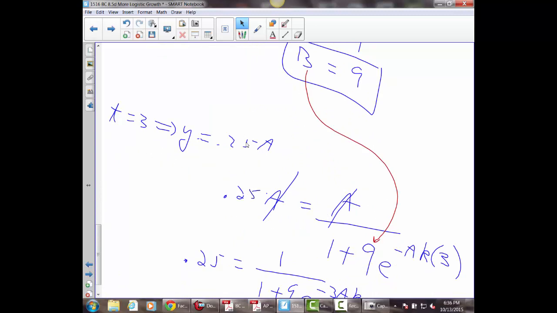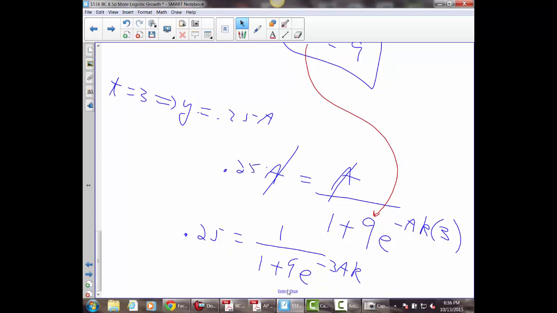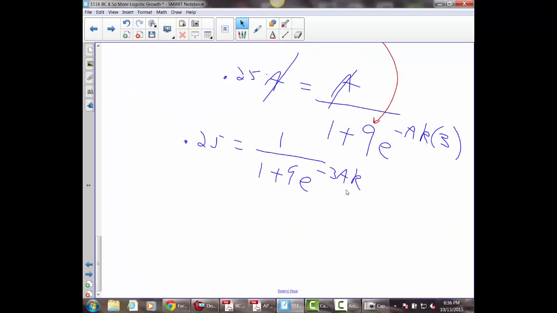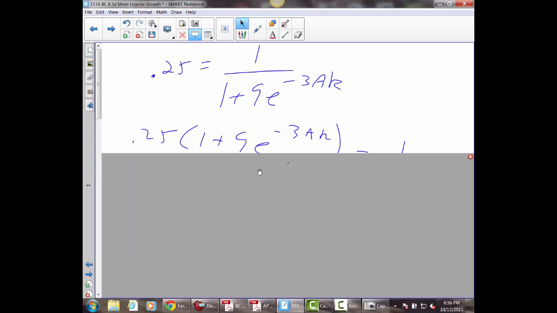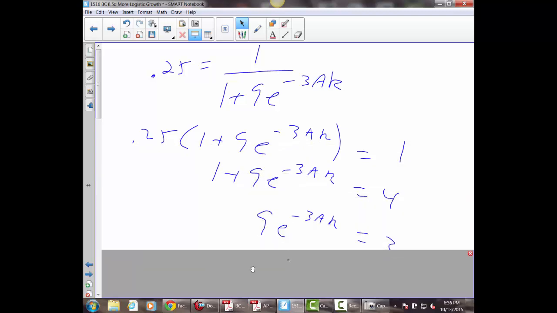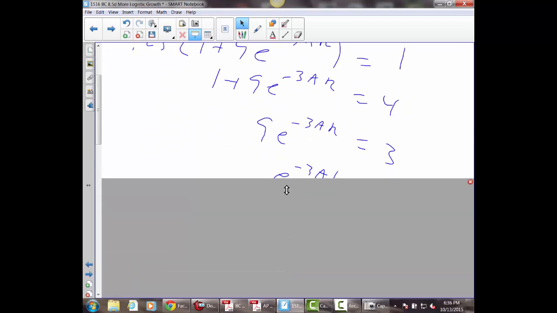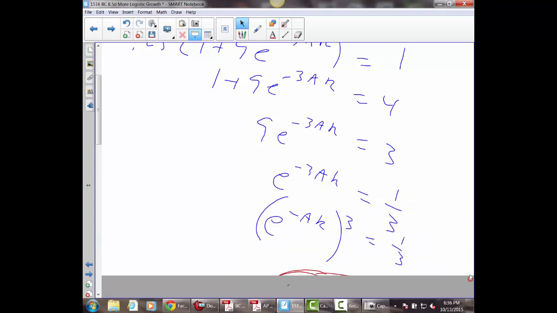Now it says when t is 3, y is 25% of A. So I replace y by 25% of A, and I replace t by 3. The a's cancel, and you can see now that we can get to this point right here where we have this equation right here. And that keeps going, and you keep slowly isolating.